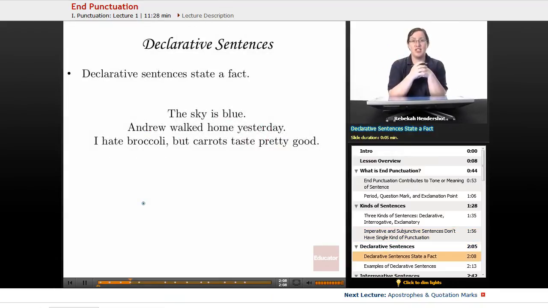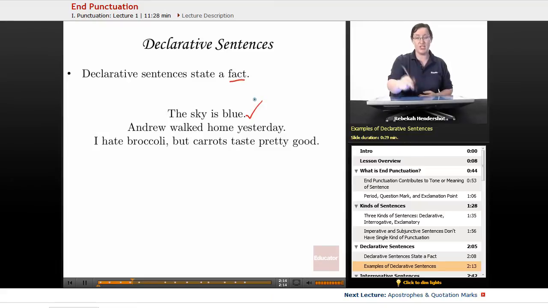Declarative sentences. These are the kind of sentences you will use most in English. They are sentences that state a fact. So, for example, the sky is blue. Well, it was last time I checked. Andrew walked home yesterday. I'll take Andrew's word for it. I hate broccoli, but carrots taste pretty good. You are saying both of those things as facts. Now, bear in mind, carrots taste pretty good is an opinion, but the person who's stating the opinion is stating it as if it were a fact, so it is a declarative sentence. They are declaring carrots taste pretty good.